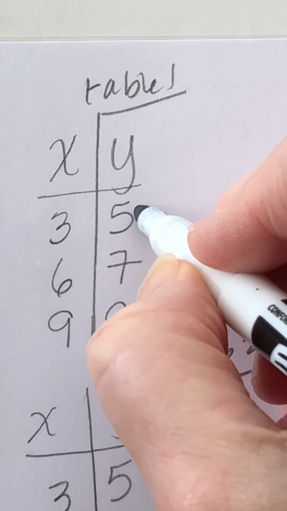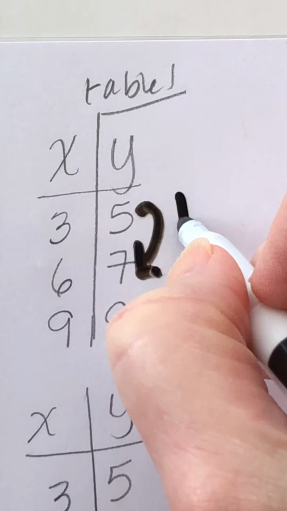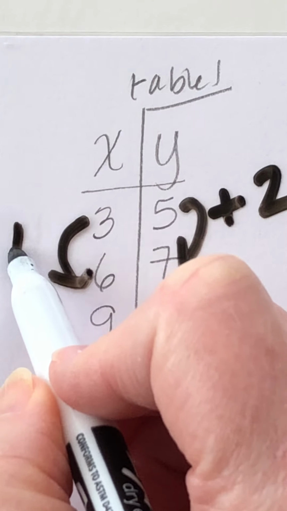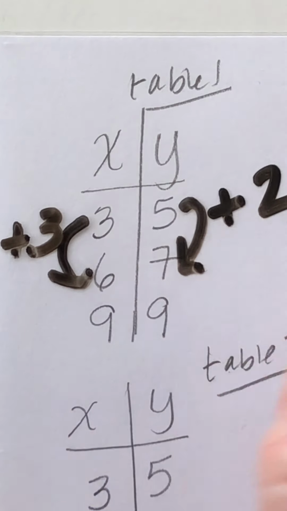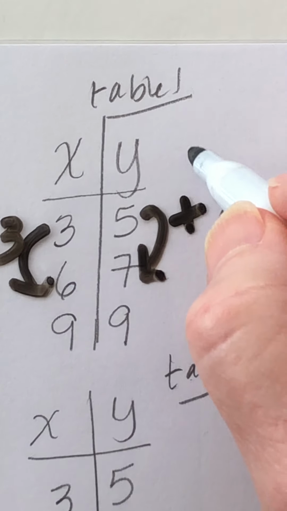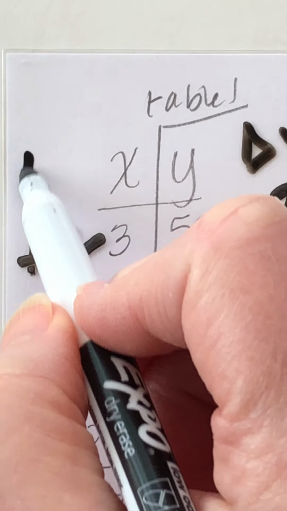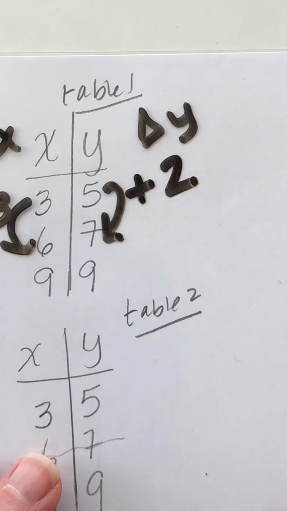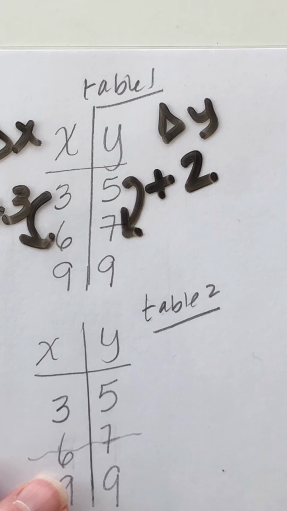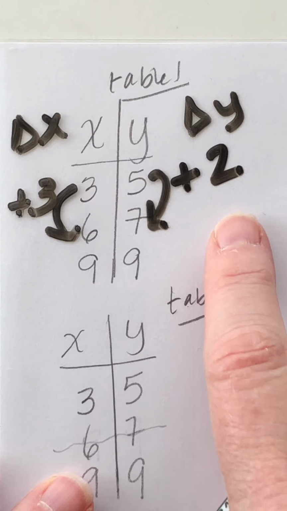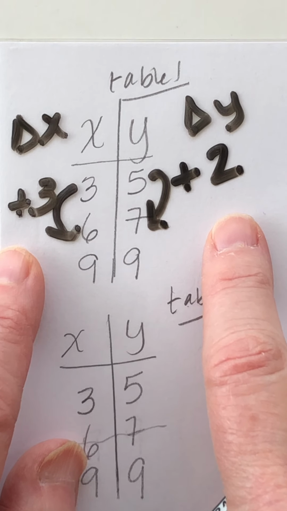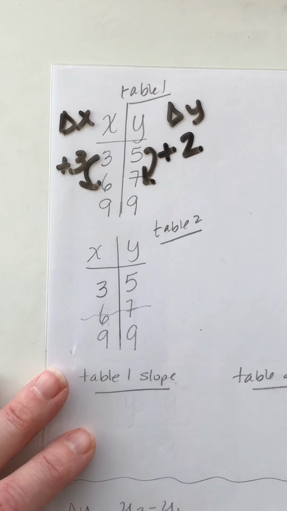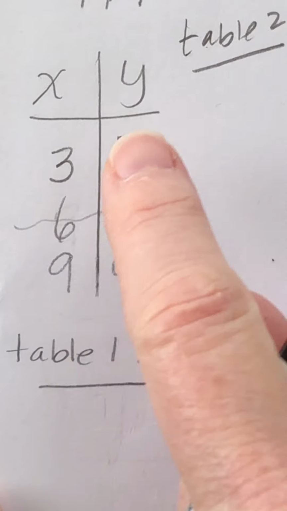So if you went from this output 5 to 7, that was a change of 2, right? And then if you went from 3 to 6, that was a change of addition of 3. So you can see that 2 to 3. That's my delta y, and this is my delta x. And that notation should be familiar to you based on what we talked about in class. So slope is delta y divided by delta x. In this case, it would be the change in y divided by the change in x. That's 2/3.